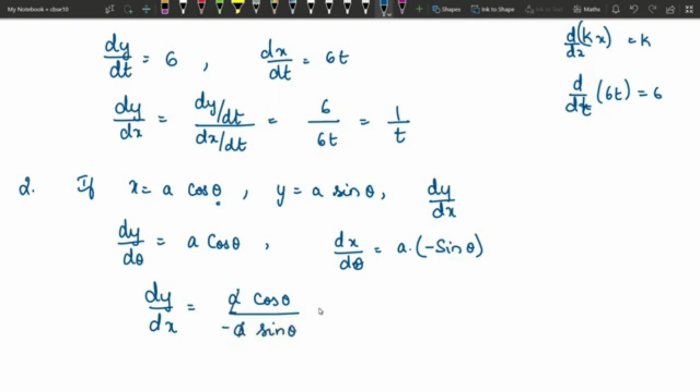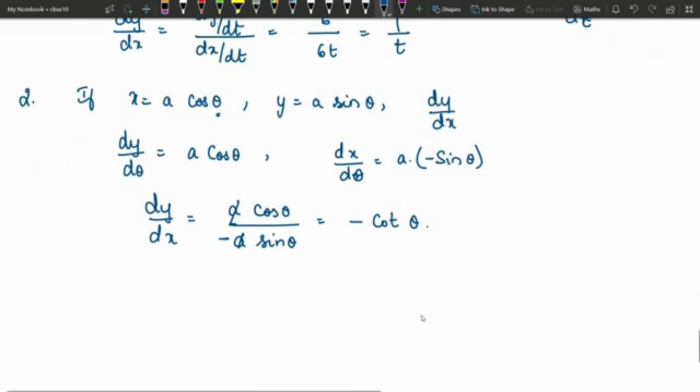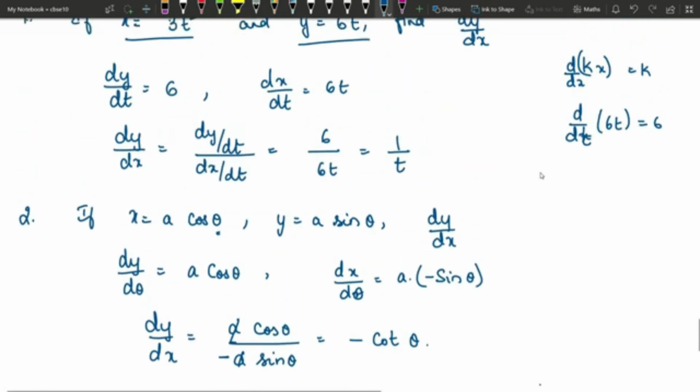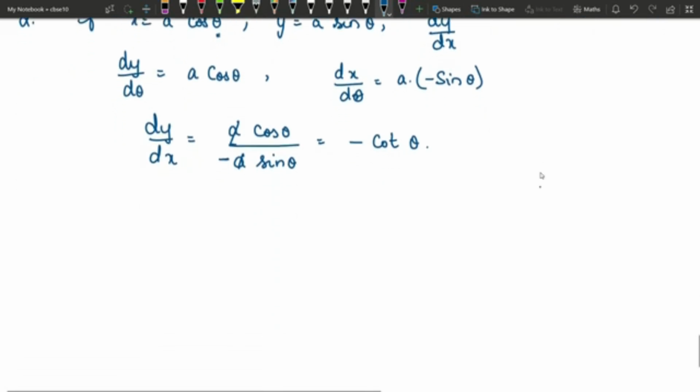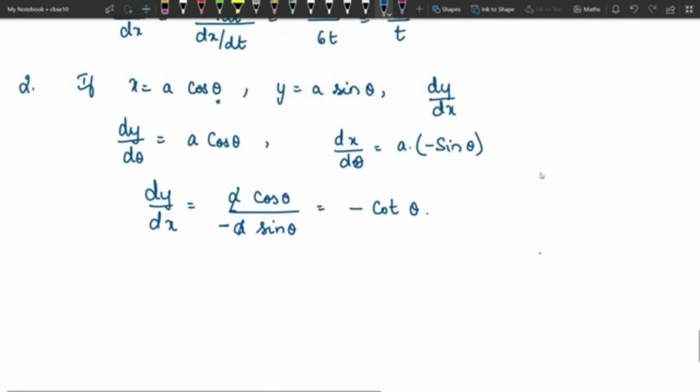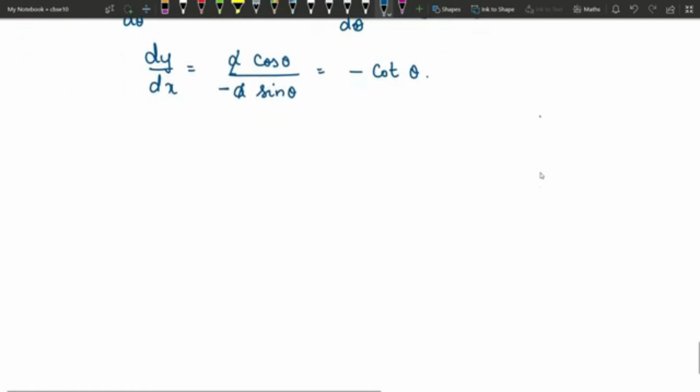A and a get cancelled. You have a minus sign here. Cos theta by sin theta is cot theta. So this is the answer for this parametric differentiation. These questions might come under an MCQ for 1 mark, or at maximum you might get a 2 mark question of this type, and you might also get a question under the 4 mark section for proving that dy by dx is equal to something.